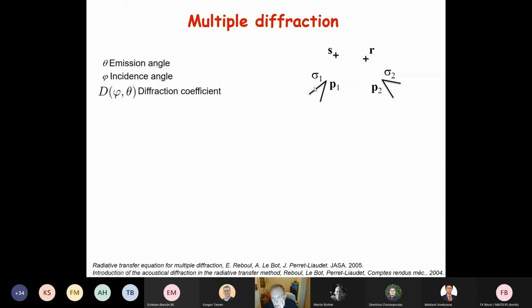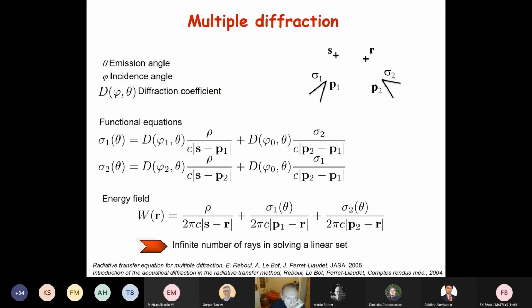So the method consists in introducing two fictitious sources sigma 1 and sigma 2 at the wedges' summit, and then we also have a diffraction coefficient which depends on the incident angle phi and the emission angle theta. And so the idea is to write the functional equation for sigma 1 and sigma 2.